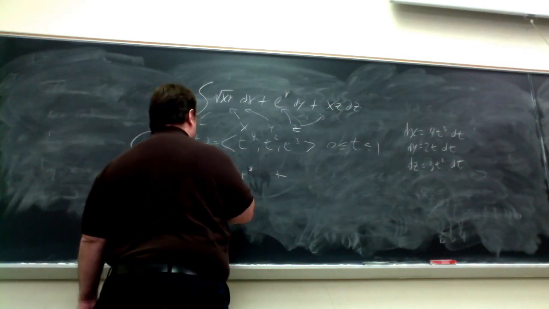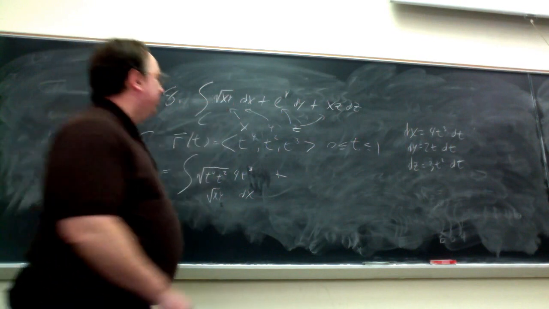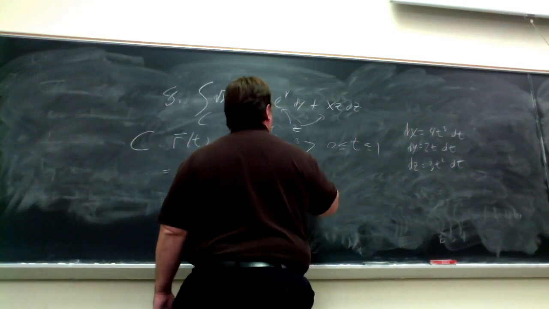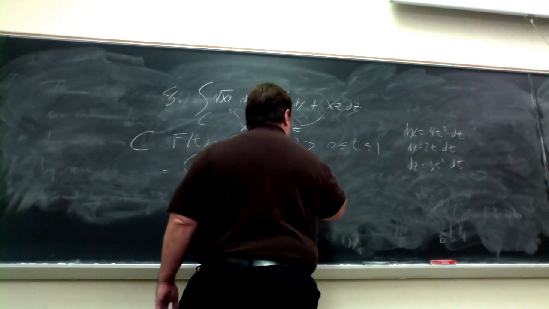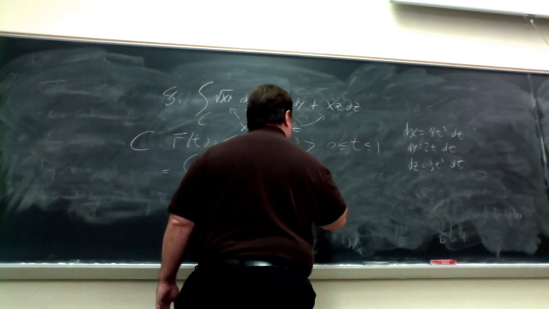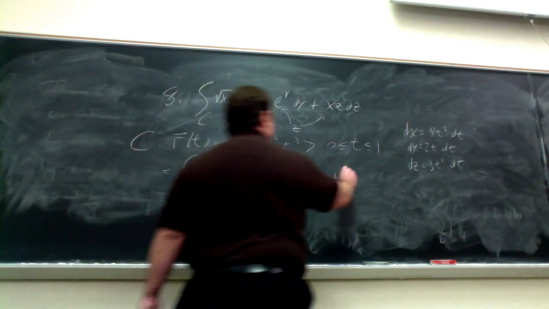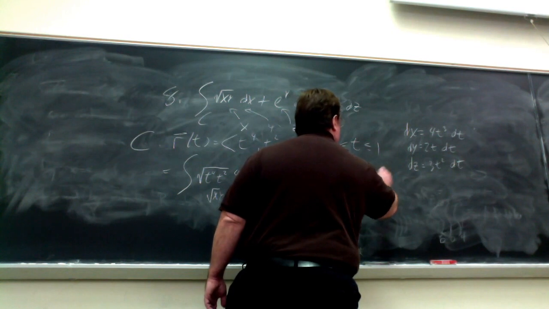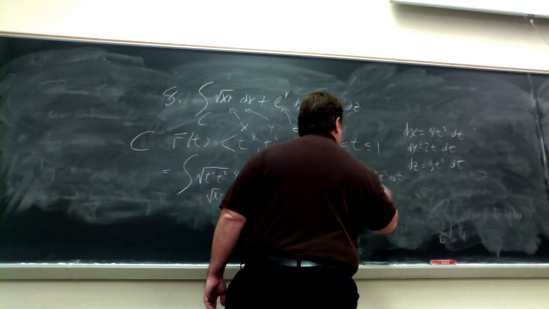Okay, so this is square root of xy dx, and e to the y, that's e to the t squared, and then dy is 2t dt, plus xz, so that's going to be t to the fourth times t cubed, and then dz is 3t squared, and then we have a dt at the end.